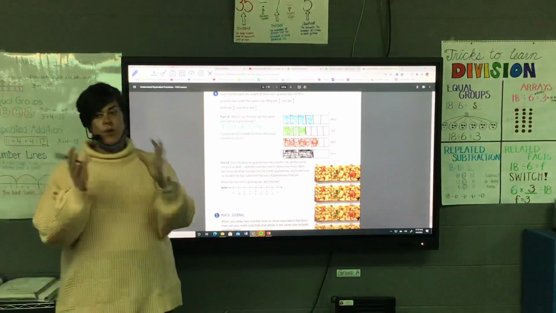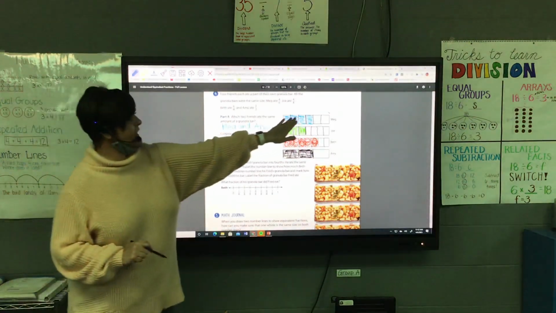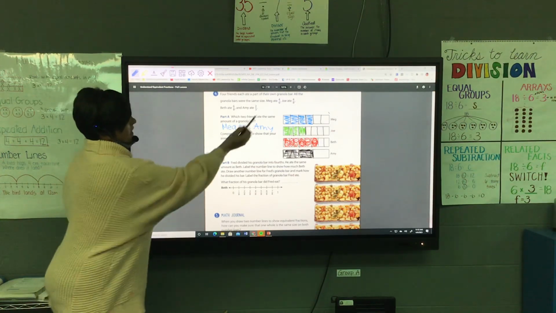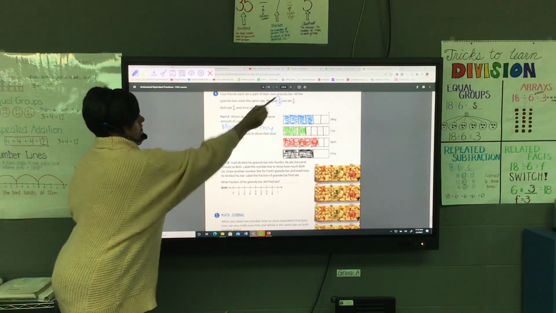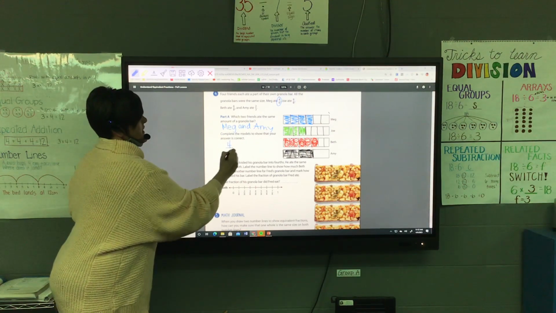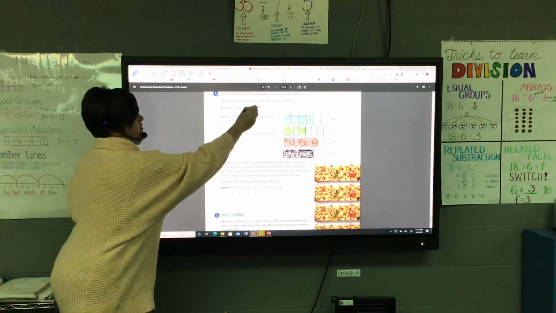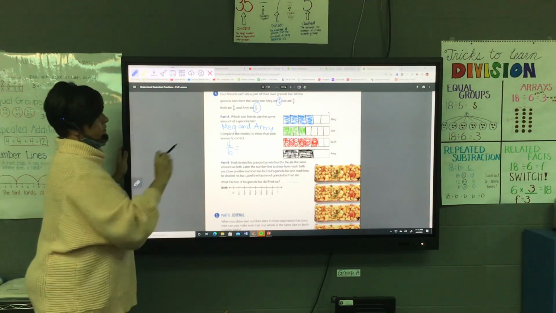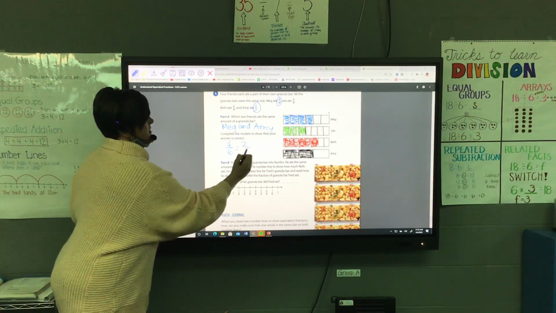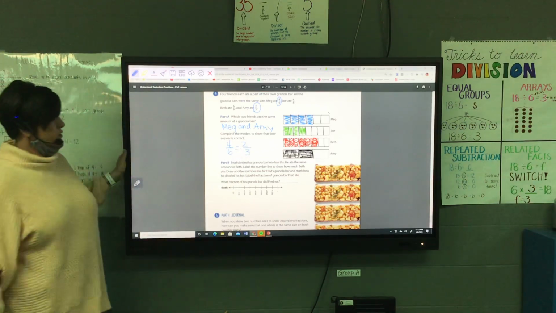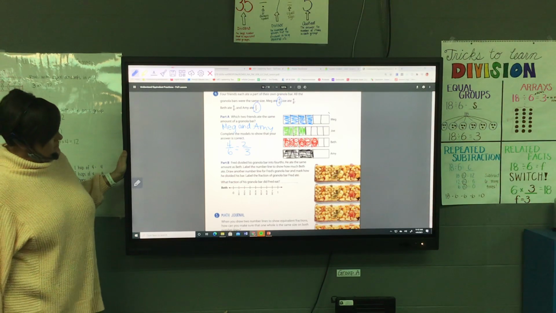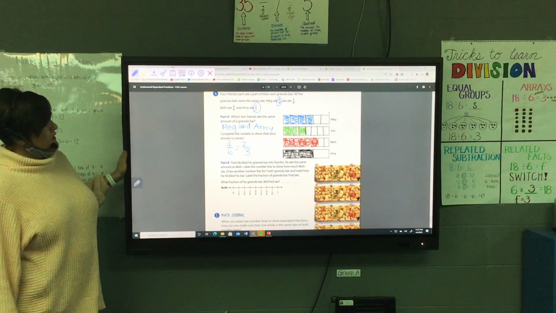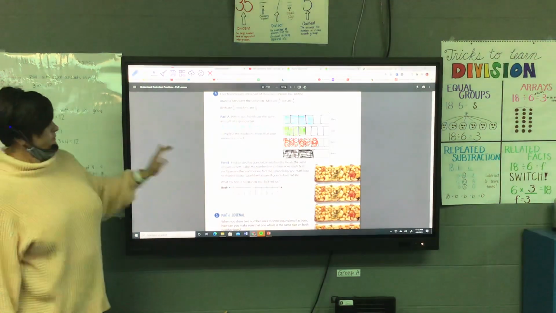So let's write those equivalent fractions. What was Meg's fraction? Meg, 4/6. And Amy's fraction? Amy. So 4/6 is equal to 2/3.